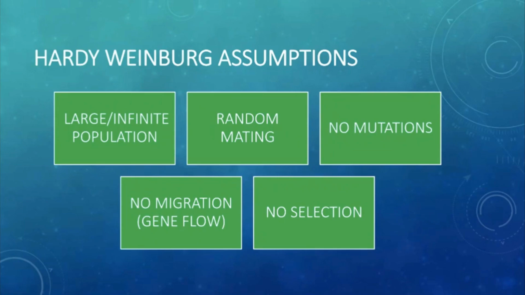Secondly, would be random mating, which means that all organisms in a certain species have an equal chance at mating compared to the next individual in the same species. Third would be no mutations occurring in the species. Fourth would be no migration or gene flow, meaning that they've been living in the same spot and they're not moving, and no one is coming to them either. And then fifth would be no selection force causing them to change as well.